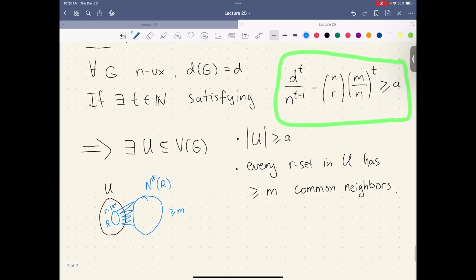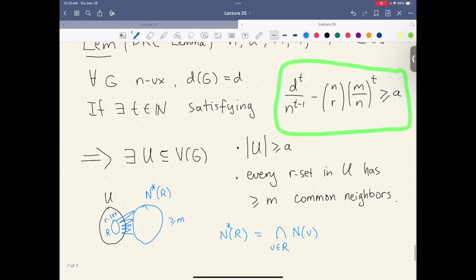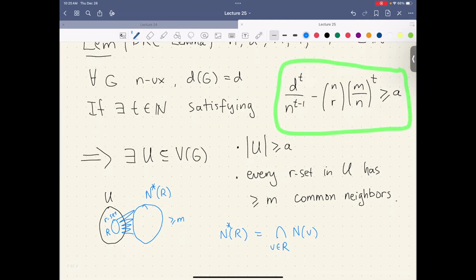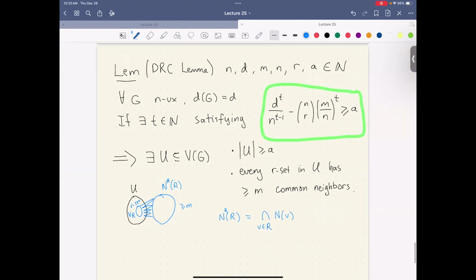So here, let me use a non-standard notation. Usually we write N of R to be the vertices that have at least one neighbor in R, the external neighborhood. Let's put a star for the common neighborhood. This is the intersection of N(v), v in R. This is for any R inside. Any question about the statement? Let's first prove this idea.